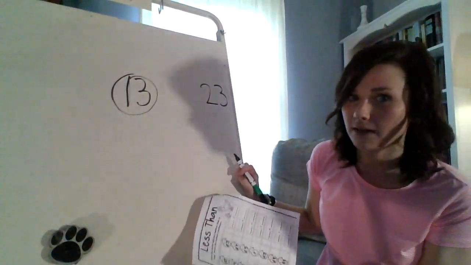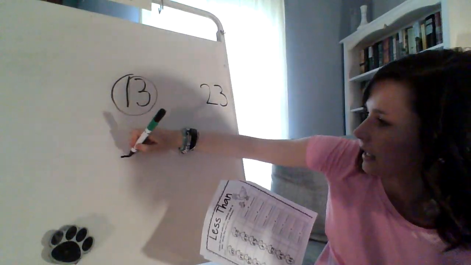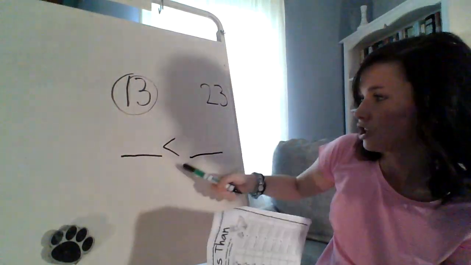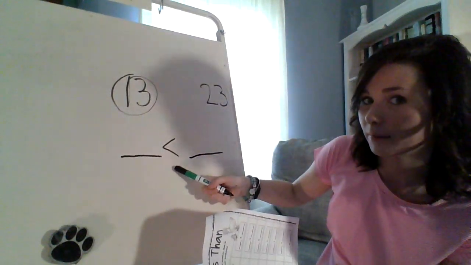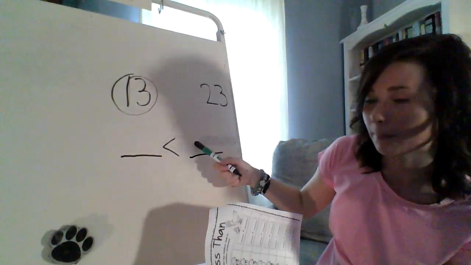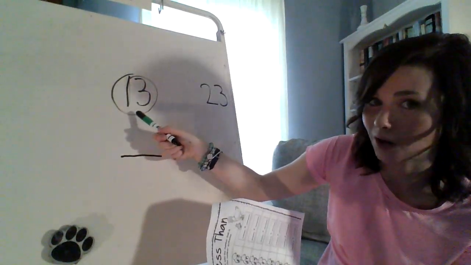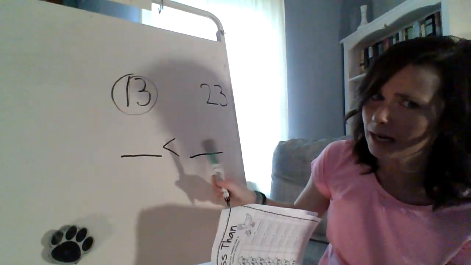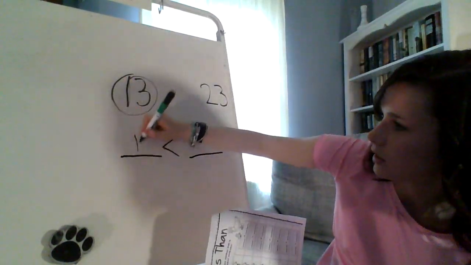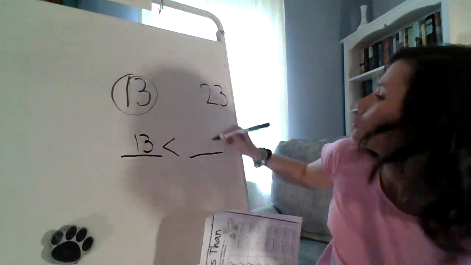Now, we have to fill in our little sentence here. And it has blank, less than blank. Chompy still wants to eat that greater number. Look which way Chompy's opening. He wants the greater number. We said 13 is the smaller or lesser number. So does Chompy want to eat 13? No. So 13 would come here. Because Chompy wants to eat 23.